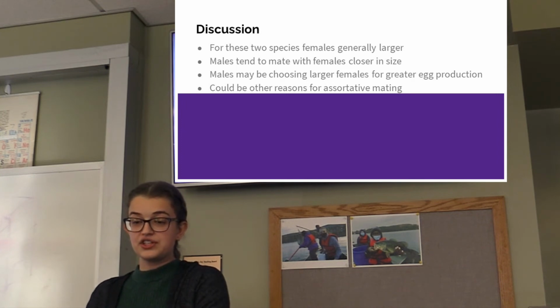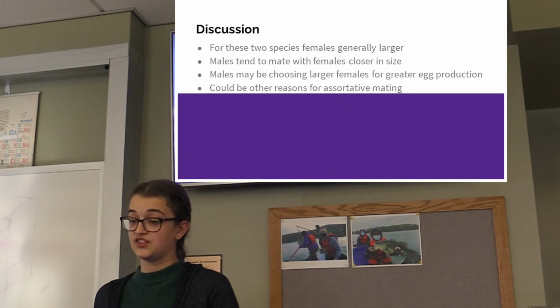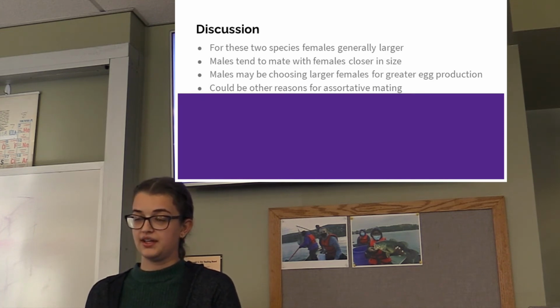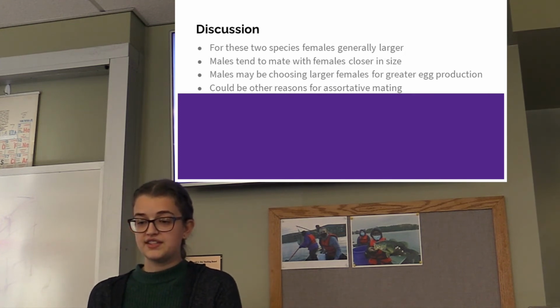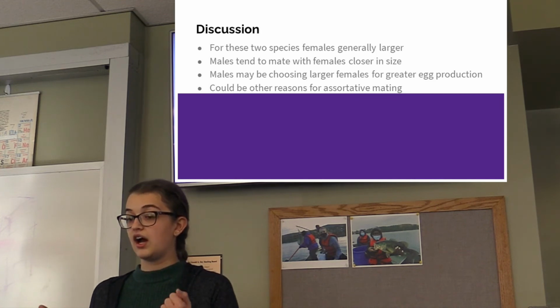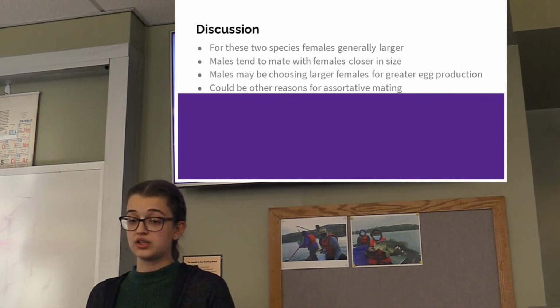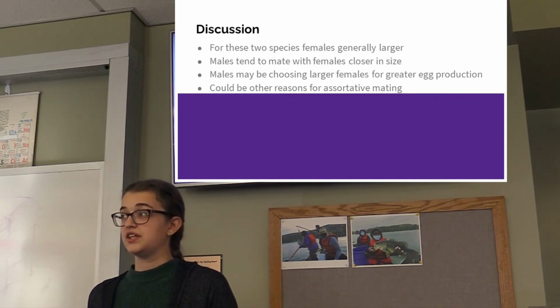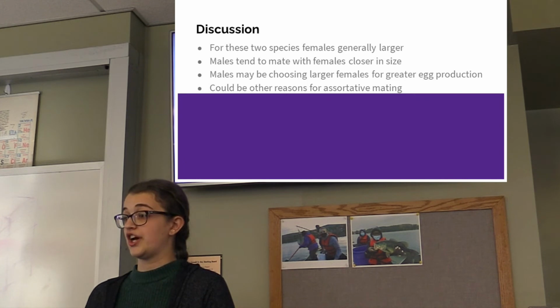So overall, my conclusion for the 2 species, the females were generally larger in size, which was again to be expected. Given the background information, they gave us a range and they were like, this is what typically we would look for. The males tended to mate with females closer in size, so when it comes to mating, the males have to be able to climb on top of the female and hang on to her throughout the mating process. So if that male was too large or too small, they might not be able to successfully do that. The female may not even want to mate with a male that's too large or too small, and it may reject her or the male.